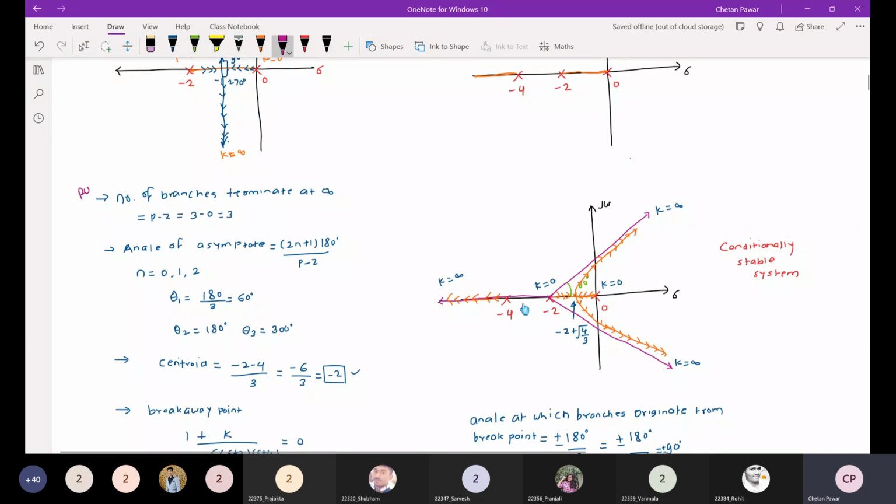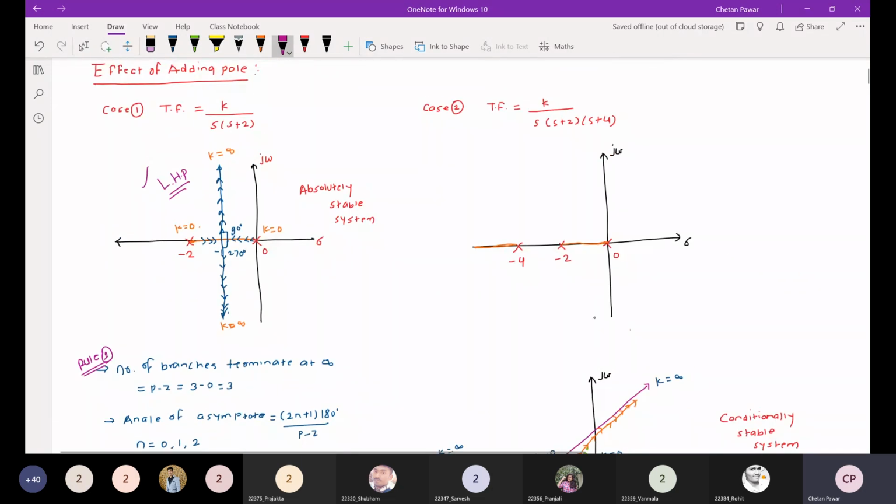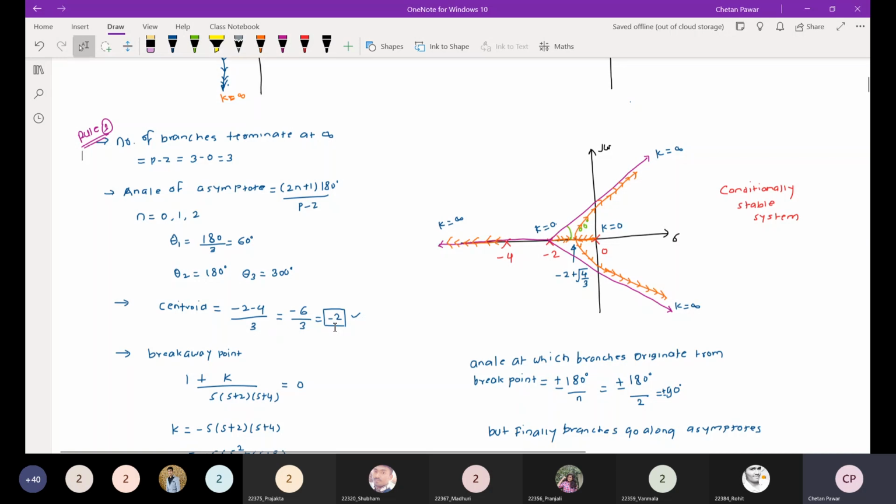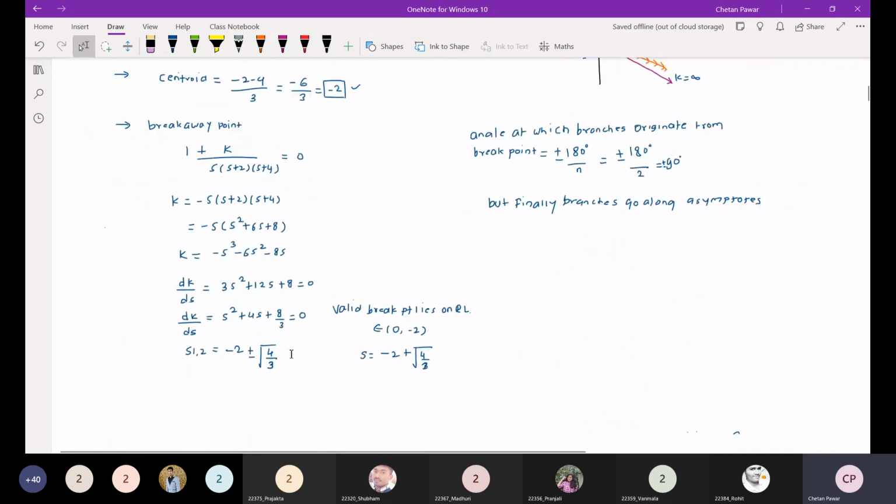So this is rule number 2. The number of branches terminating at infinity will be, so here there are 3 poles and no zeros, so that will be 3. So the angle of asymptotes, there will be 3 asymptotes at 60 degrees, 180 degrees and 300 degrees. Okay, and if we find the centroid, it will be -2, and if we find the breakpoints, we will get 2 breakpoints. Okay, so -2 plus or minus square root of 4/3.